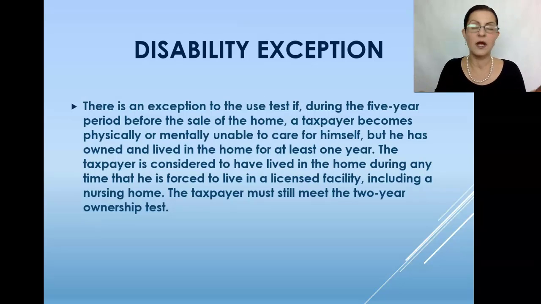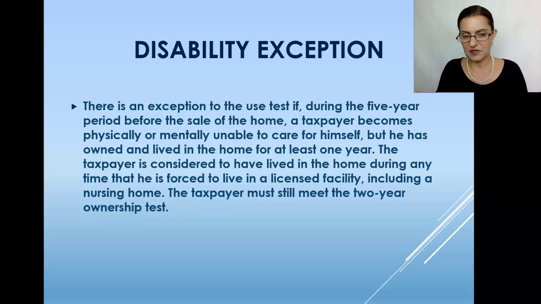That's what we're talking about here. We're not talking about a reduced exclusion. So you can have a reduced exclusion too if you become disabled, where you're allowed to still exclude part of the gain, but not that full 250,000. But in this case, if the person becomes disabled and they have to move out of the house, they're still allowed to exclude the full amount of the gain, the 250,000, as long as they lived in the home for at least a year, but owned it at least 2. All right. They still have to meet the 2-year ownership test in order to take the full $250,000 exclusion.